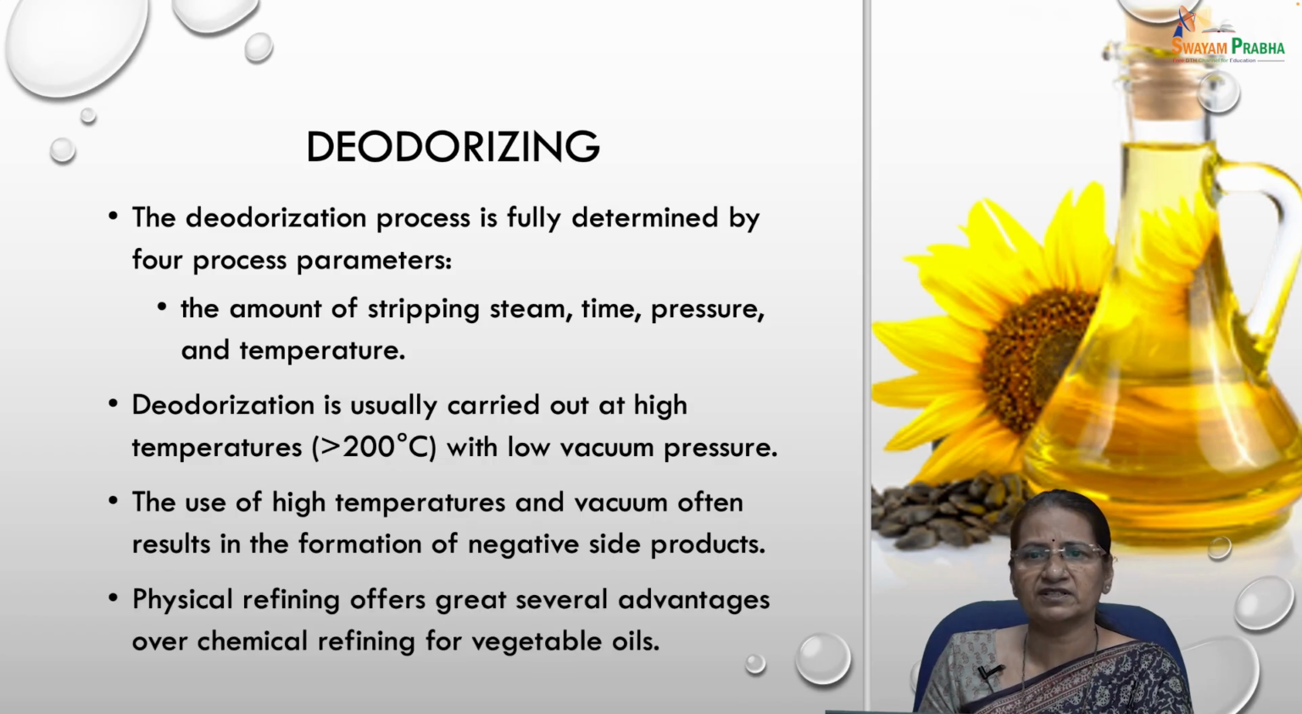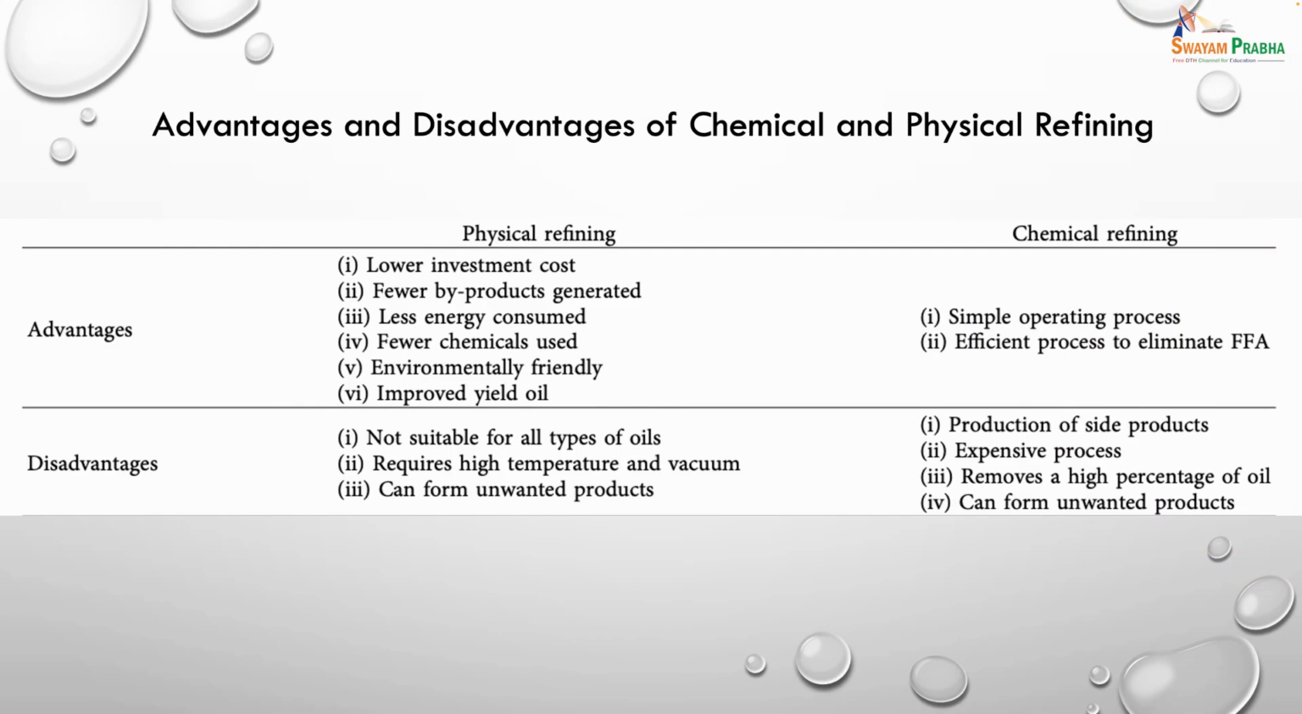Physical refining offers several advantages over chemical refining for vegetable oils. Now, this table shows the advantages and disadvantages of chemical and physical refining. The advantages of physical refining are lower investment cost, fewer byproducts generated, less energy consumed, fewer chemicals used, environmentally friendly, and improved oil yield. Whereas the advantages of chemical refining are a simple operating process and, second, an efficient process to eliminate free fatty acids.